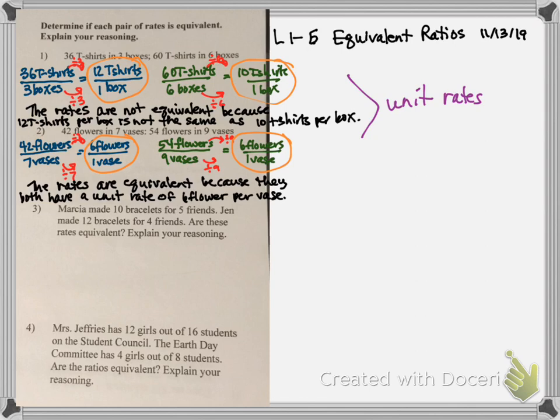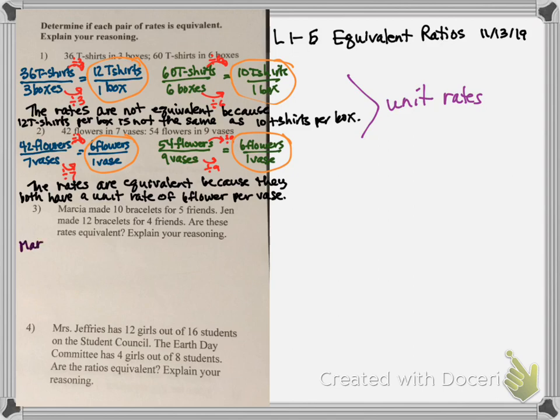Marsha made 10 bracelets for 5 friends. Jen made 12 bracelets for 4 friends. Are these rates equivalent? Explain your reasoning. Here we go. Let's keep doing it. I notice that 5 can go evenly into 10. 4 can go evenly into 12. This is going to be a piece of cake.